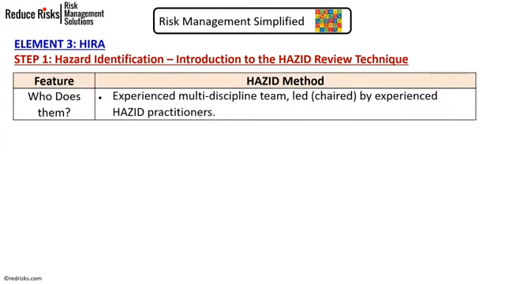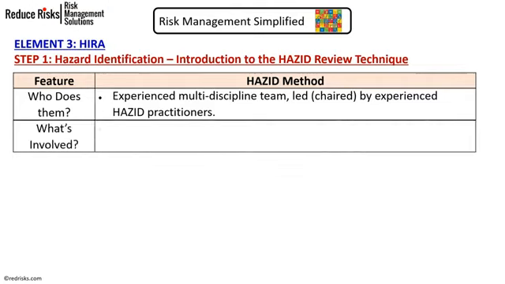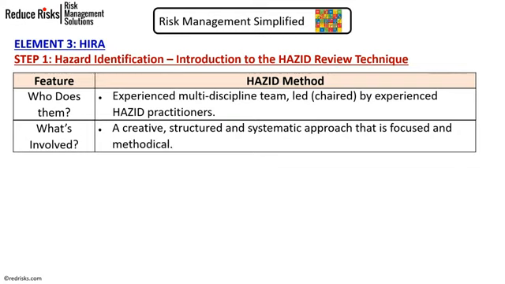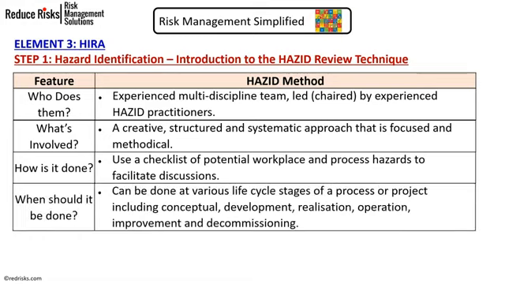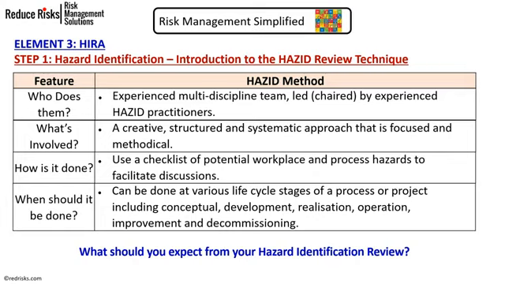Who does them? Typically experienced multidisciplinary team led, or should I say chaired, by an experienced hazard practitioner. What's involved is a creative, structured and systematic approach that is focused and methodical. It's done using a checklist of potential workplace and process hazards to facilitate discussions. And it can be done at various life cycle stages of a process or project, including conceptual, development, realization, operation, improvement and commissioning. But what should you expect from your hazard identification review?